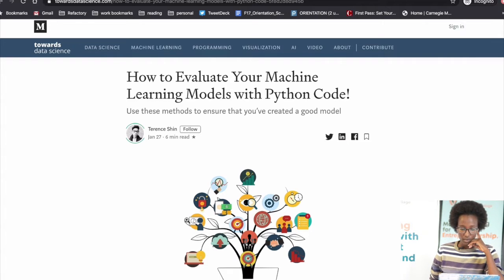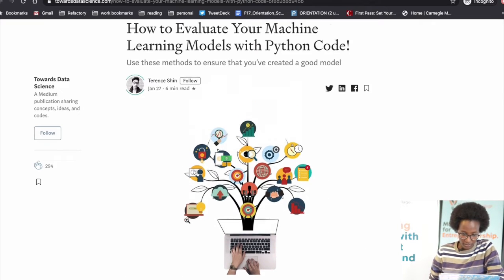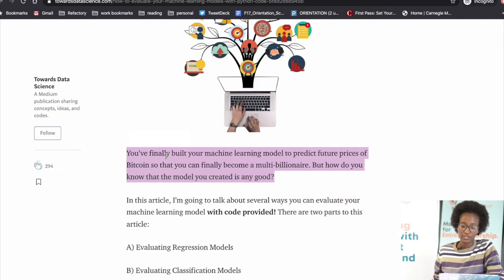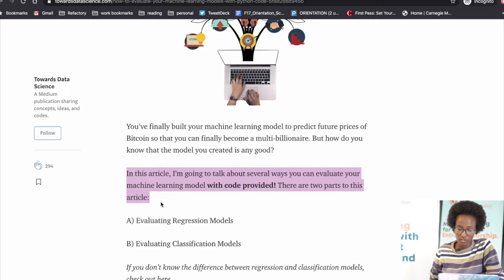And then this will be our last piece. All right, so you finally built your machine learning model to predict future prices of Bitcoin. So in this case, the use case is predicting the future prices of Bitcoin, so that you can finally become a multi-billionaire. All right, but how do you know that the model created was any good? It is very important to evaluate the performance of your model. So in this article, I'm going to talk about several ways you can evaluate your machine learning model, and it even has the code provided.